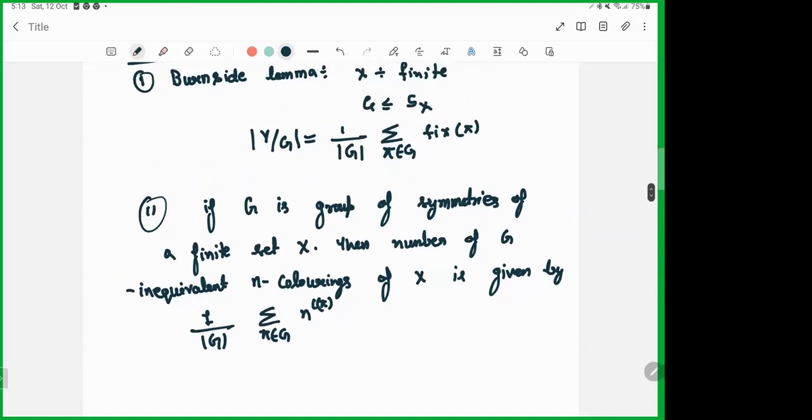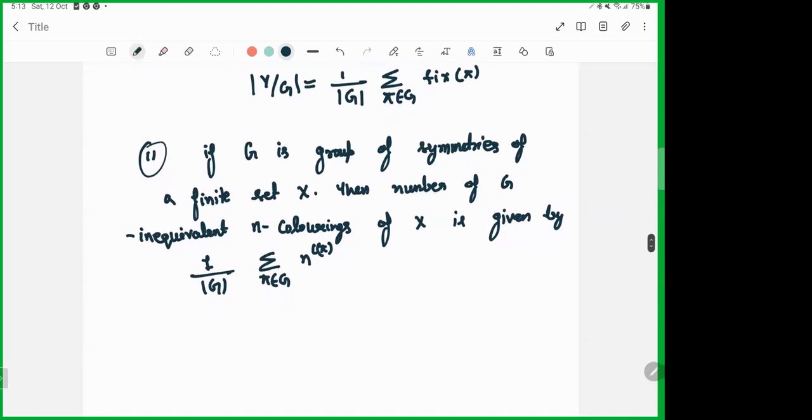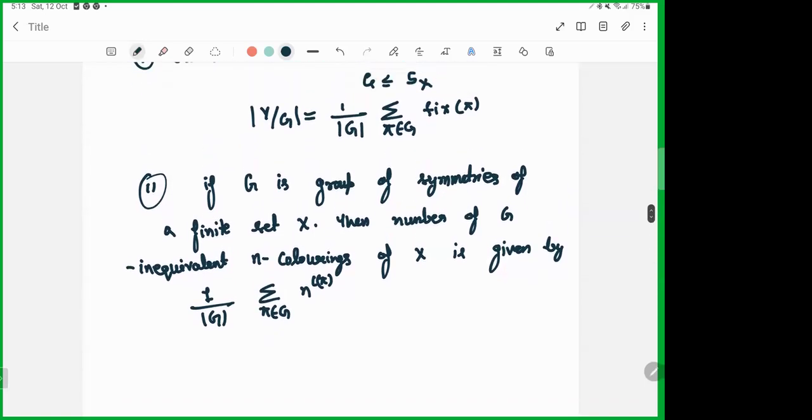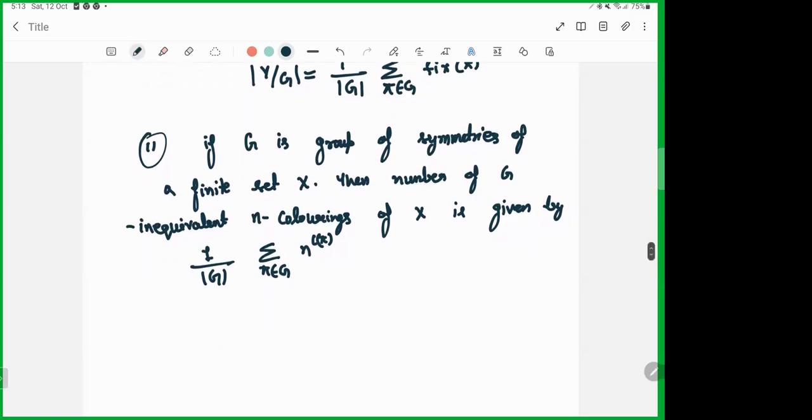This is basically just its corollary, which is more or less obvious, because if you are in an orbit, then in each orbit everything should be the same color. Otherwise, this is not a G invariant coloring. So for each orbit we have one choice of color. So the number of colors is n for each cycle, giving n to the power of the number of cycles.